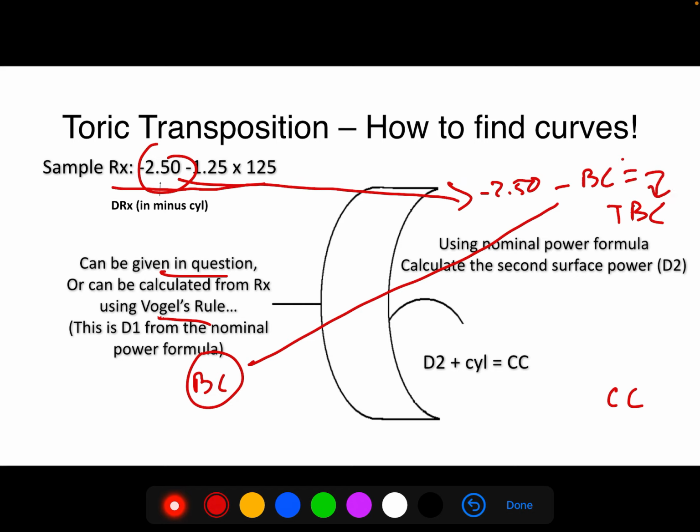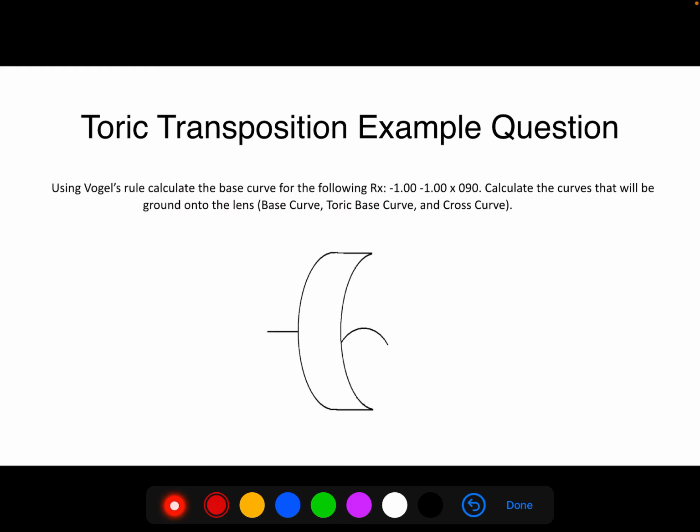And then our cross curve is simply the toric base curve plus the cylinder in the question, which in this case is minus 1 1/4. That'll give us our cross curve. Just wanted to recap some of these basics. So let's go ahead and try some examples.